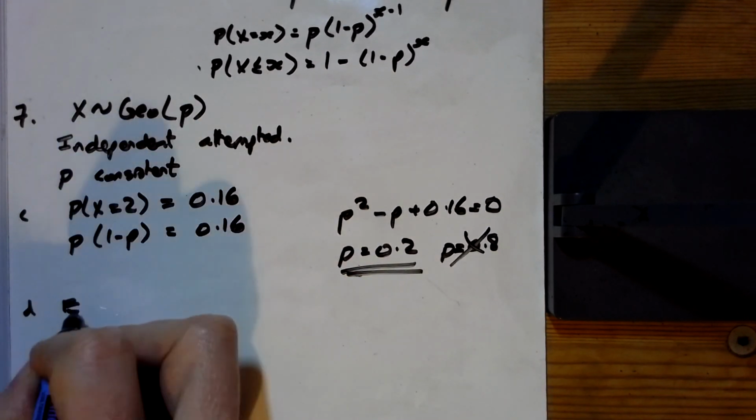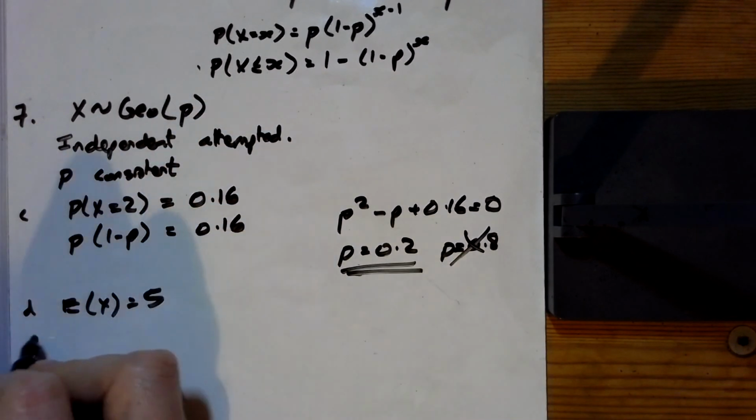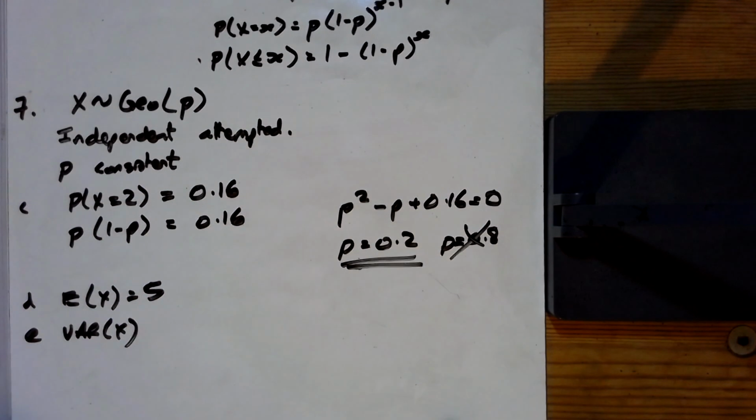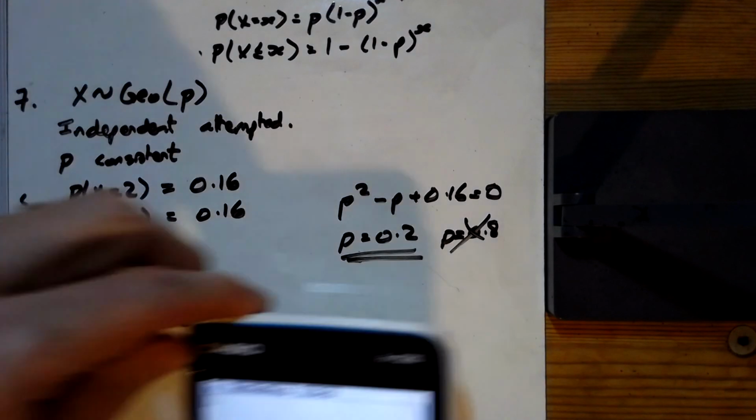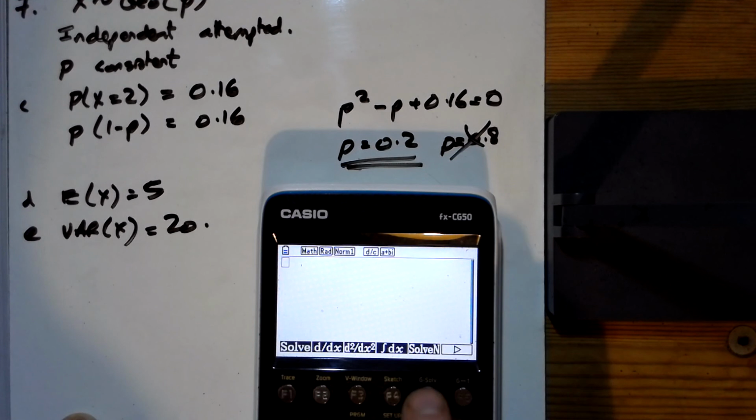So the expected value of x is 1 over 0.2, which is 5, and the variance of x is 1 minus p over p squared, which also we know from question 5, that was 20, wasn't it? Or we could just tap it in the calculator and find out. Of course, it wasn't difficult to do, but it's quite fun sometimes to play about with a calculator and show that we can n-solve this.